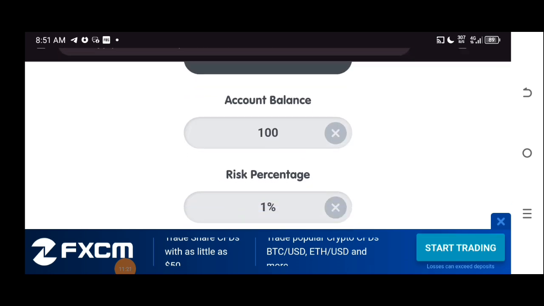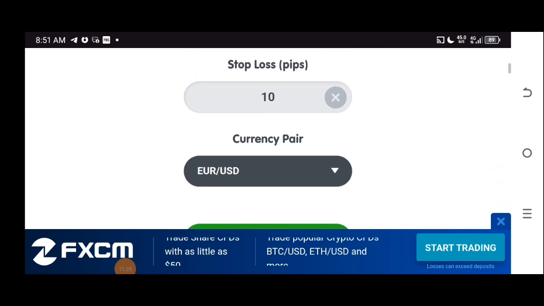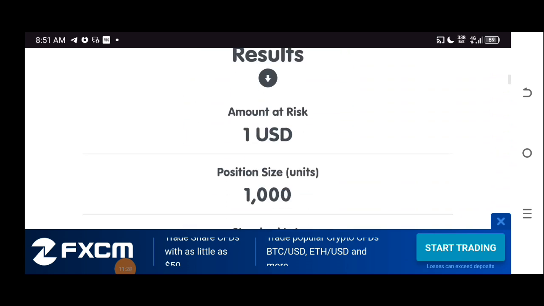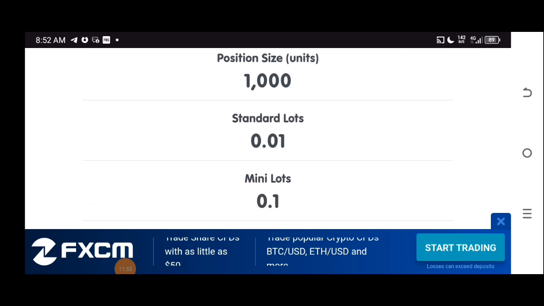For an account of $100 with a risk percentage of 1% and a stop loss of 10 pips, you will see that the amount at risk is $1. So 1% of $100 is $1. So you can imagine how nice this is. You're going to be using only one US dollar in that trade. So the rest, the $99, is actually safe. Okay. So the position size is $1,000, but this I will be talking about in another video.